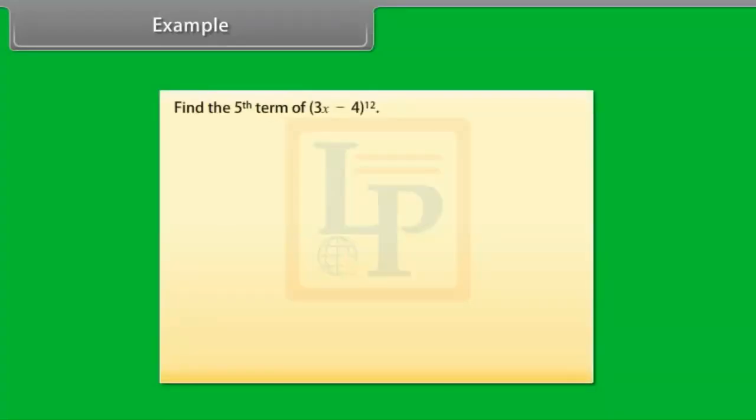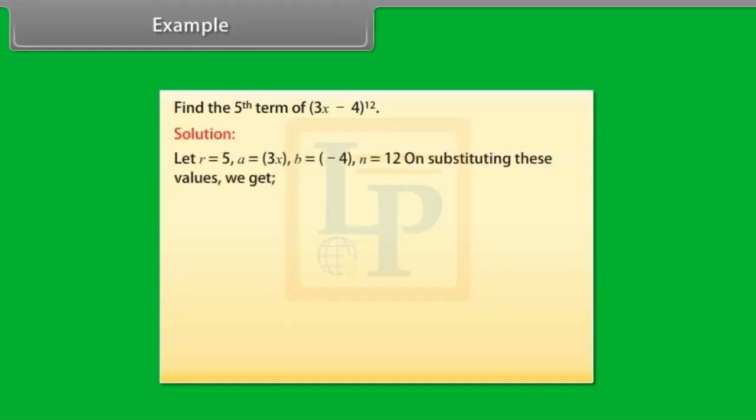Example. Find the fifth term of (3x - 4)^12. Solution. Let r is equal to 5, a is equal to 3x, b is equal to minus 4, n is equal to 12. On substituting these values, we get 12C(5-1) into (3x) raised to the power 12 minus (5-1) into (-4) raised to the power 5 minus 1.